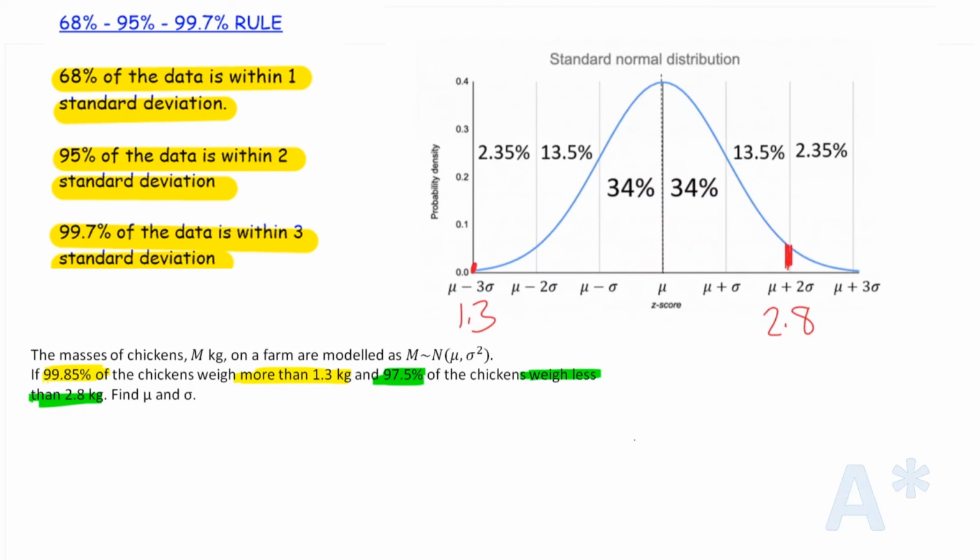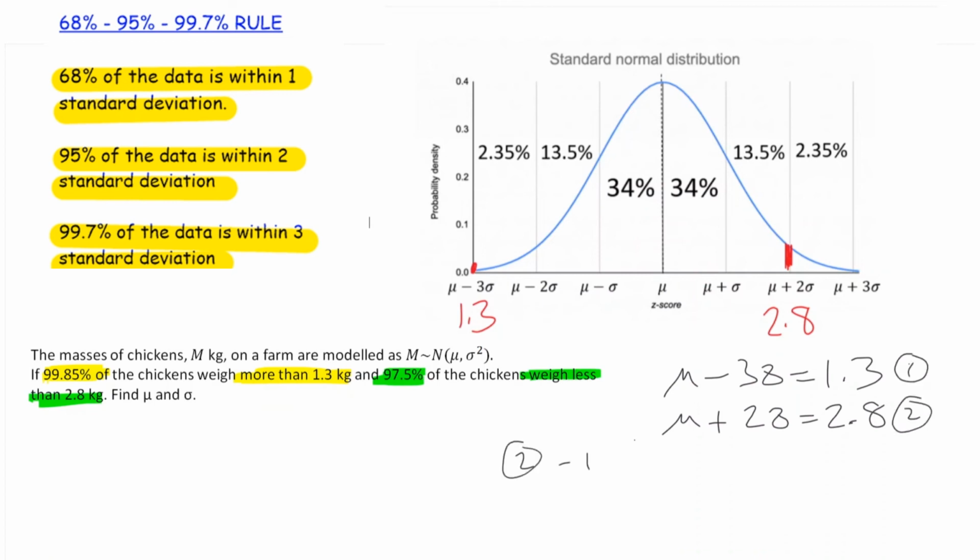Now that we have those set up, I can actually set up an equation to link the mu and sigma expression with the weight. So mu minus 3 sigma equals 1.3 and mu plus 2 sigma equals 2.8. And I'm sure you can see it. Here we have simultaneous equations. So let's go ahead and eliminate mu. I can do that if I take equation 2 and subtract equation 1. That gives me 5 sigma equals 1.5, which means sigma equals 0.3. The standard deviation for the masses of these chickens is 0.3.